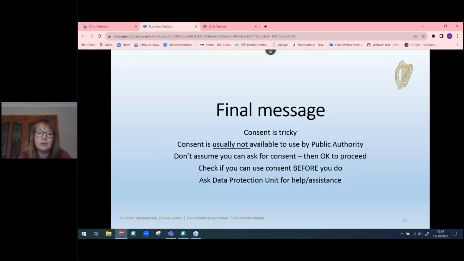So the final message on this really is consent is tricky. It's very hard to get it right. Usually it's not available to public authorities, and that includes us. So usually we cannot go to our customer and ask them for the consent to use their data. Don't assume you can use the consent of the customer. Don't assume you can go and ask them for consent. They'll say yes because they want to carry on with whatever's going on, and then it's okay to proceed. That's probably not the right way to go about things. Check with the Data Protection Unit if you can use consent before you actually set up any processes to do this, and ask us for help if you're not sure.